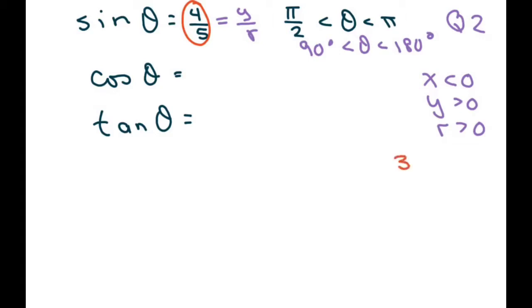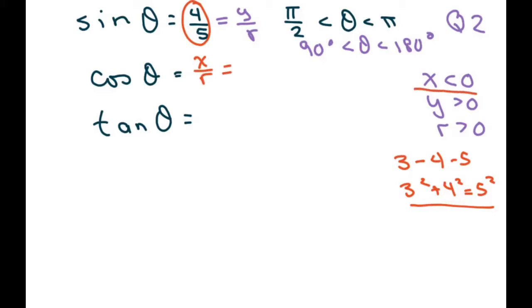I'm also going to use the fact of knowing my Pythagorean triples on this one, and I know that my triples are 3, 4, 5. That just means 3 squared plus 4 squared equals 5 squared. You also need to know these for your SAT. You don't want to spend time doing the Pythagorean theorem. Anyway, given that, I know my cosine is x over r.